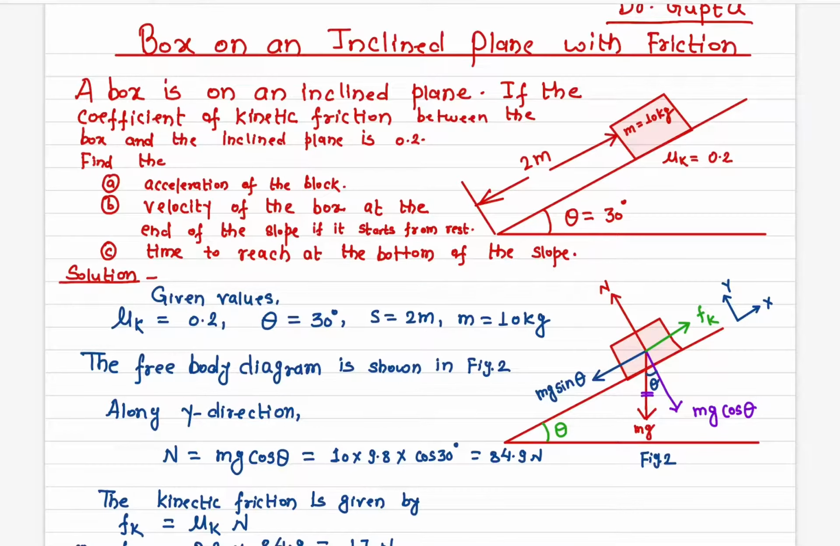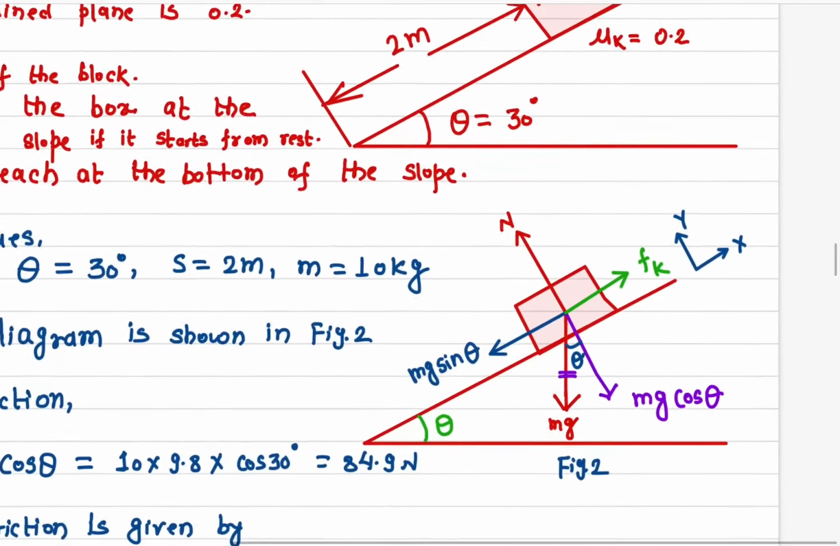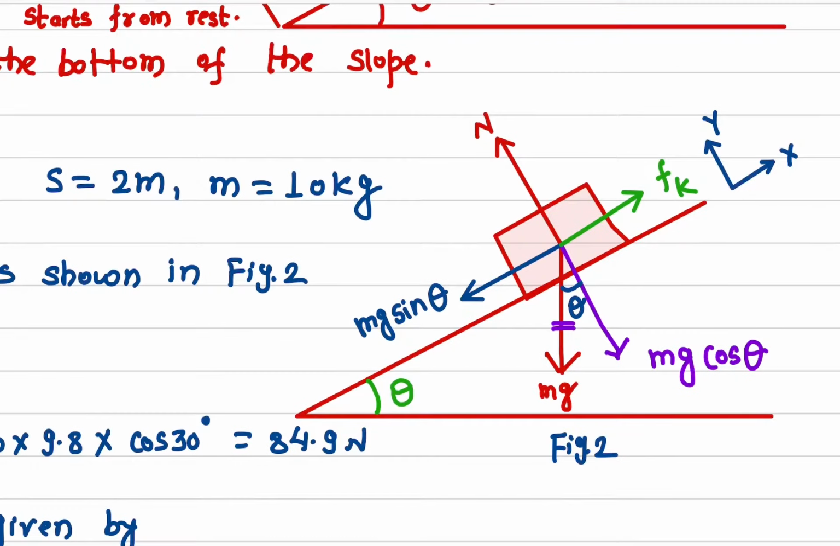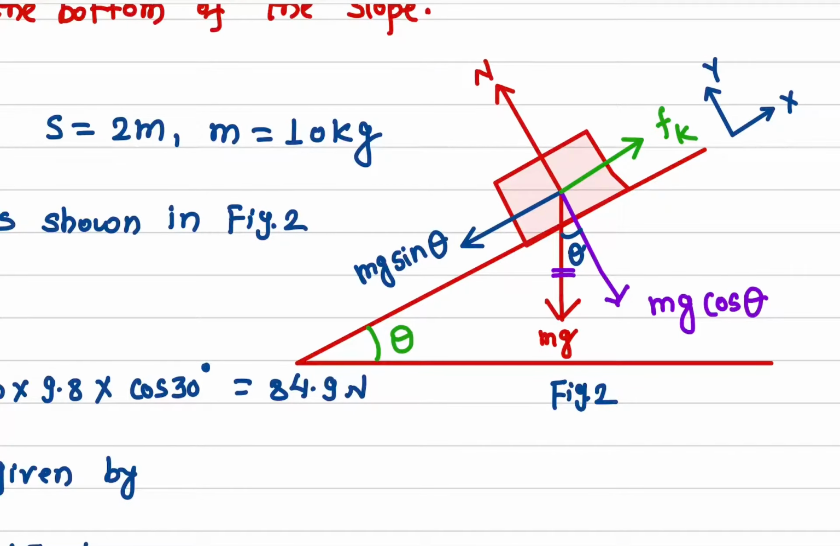In order to solve this problem, the first thing we need to do is draw the free body diagram. First, we'll start with the weight. What is the direction of the weight? Remember, the direction of the weight is always downward. That's the direction of the weight, and this angle is theta.